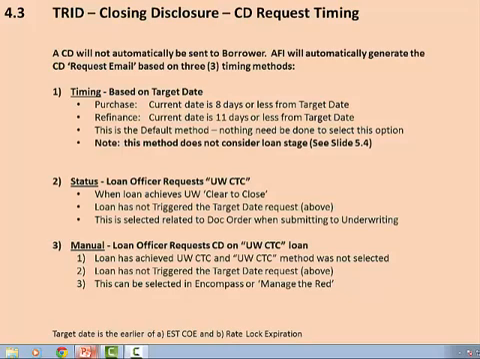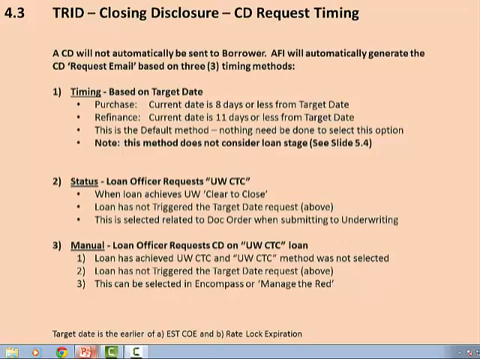Note that the underwriting CTC CD request option will not affect the above timing method. That is, if the CD at underwriting CTC method is selected, but the 8 or 11 day timing method is triggered, a CD request will follow the timing rule.